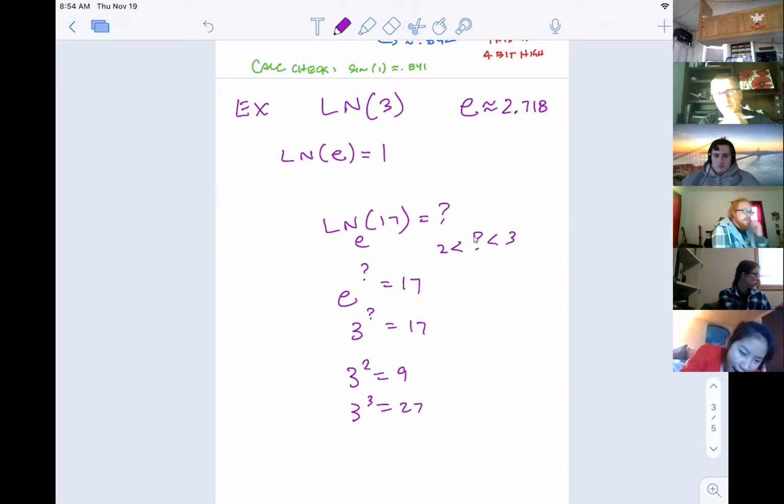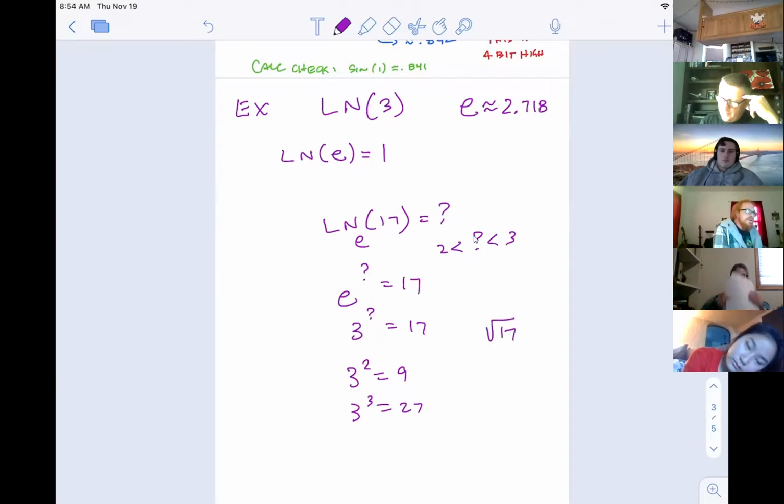When I graduated from college with a math degree, I couldn't do that. I didn't really understand what a logarithm was. A logarithm is answering an exponential equation, just like a square root is answering a squared equation. So if I said, what's the square root of 17? You would think in your head, that's some number that when squared is 17.